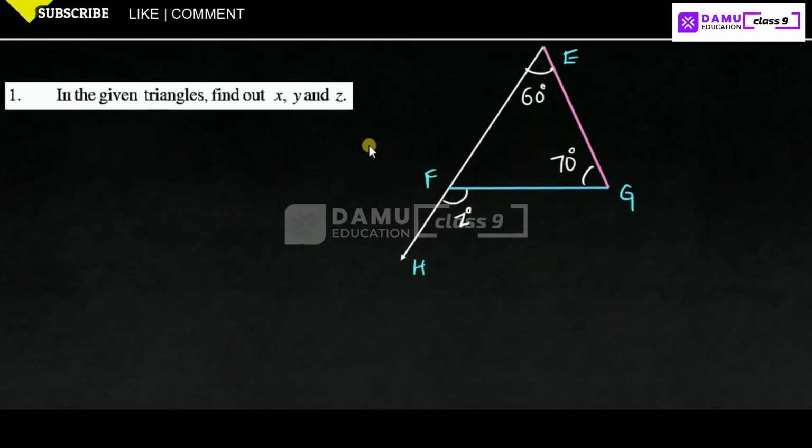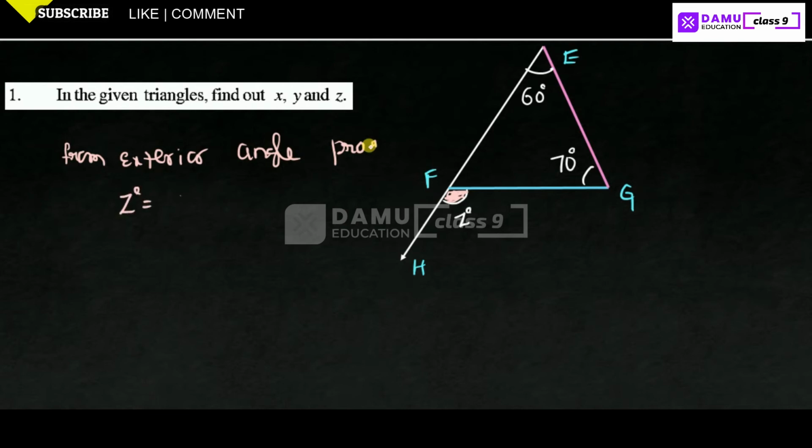So here we are going to find angle Z. So what is the angle of this? From what I told, I have the exterior angle property. From exterior angle property, angle Z degrees will be equal to angle E plus angle G, the opposite angle sum of these two. So Z degrees will be equal to 60 plus 70 degrees. So that will be equal to 130 degrees. So the value is 130 degrees.